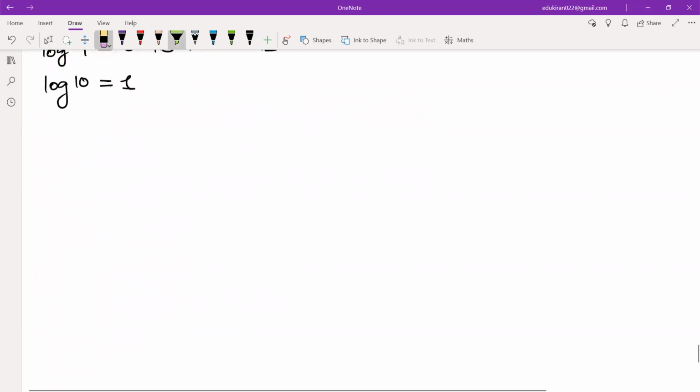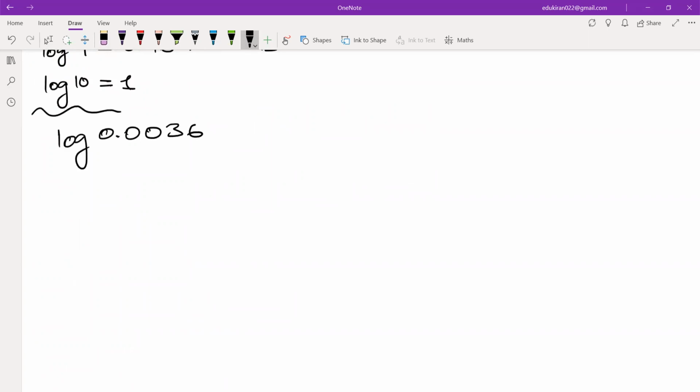For example, let us see how you will write log 0.0036. If you have 0.0036, how are you going to do this? See, first of all, you have to always convert it into a whole number multiplied by an exponent of 10. Please remember, whole number multiplied by exponent of 10, if you have any decimal like this. So you will have log of 36 into 10 to the power of -4.